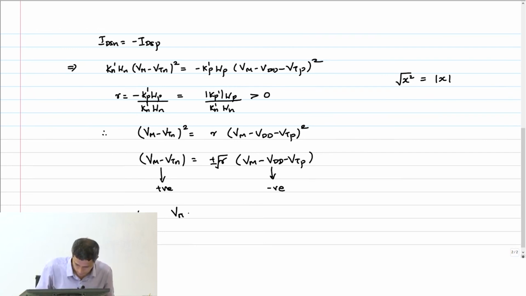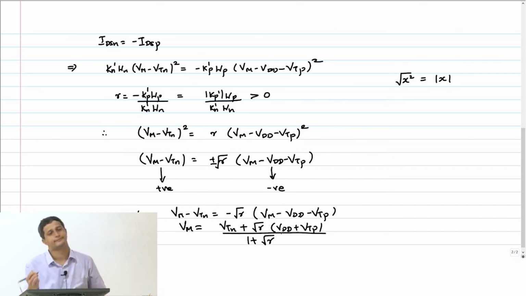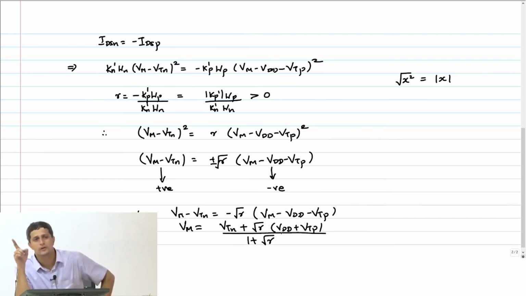Therefore Vm minus Vtn equals minus root R into Vm minus Vdd minus Vtp, which implies Vm equals Vtn plus root R into Vdd plus Vtp, divided by 1 plus root R. Okay, this R and the R that we used for velocity saturation are different. That one also consumes the Vdsat parameter.